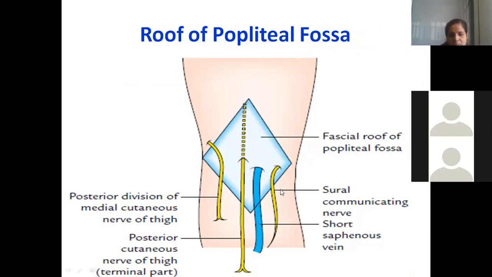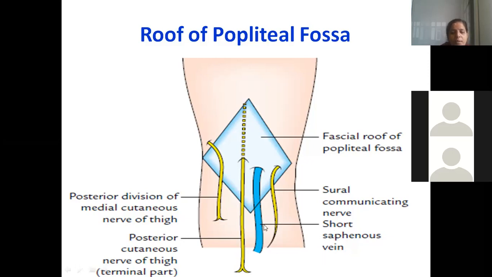Now, similarly, this is also a fossa which is seen behind the knee joint. It also has certain cutaneous structures. We are finding a small vein here which is called the short saphenous vein. Which is the longest vein of our body? Largest vein? Great saphenous vein.